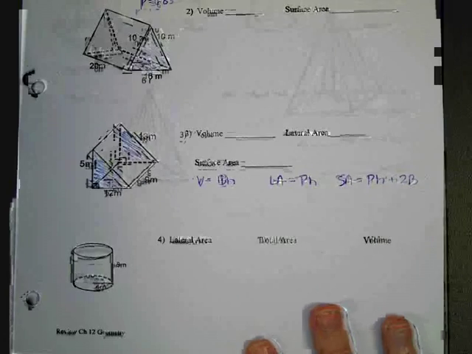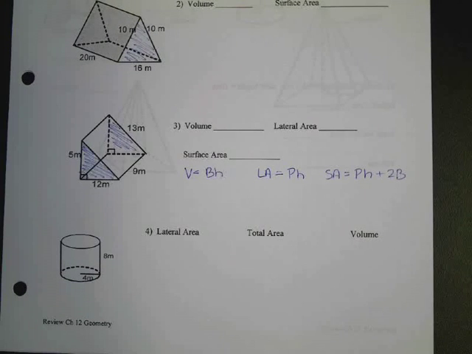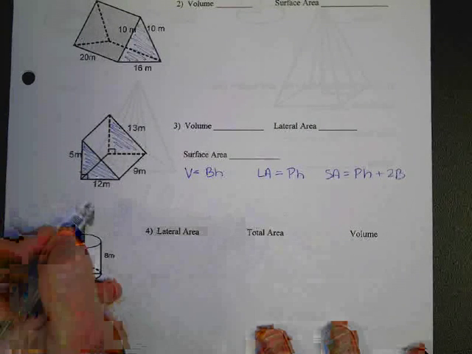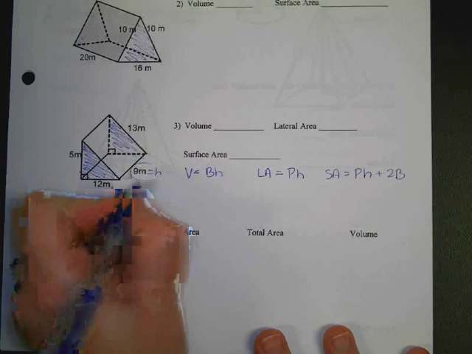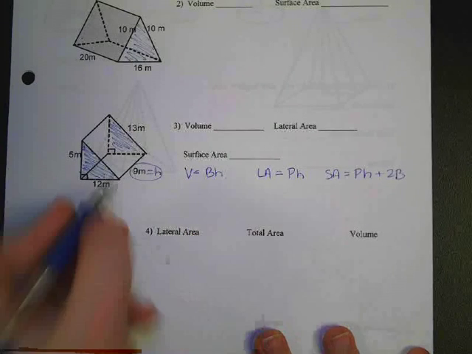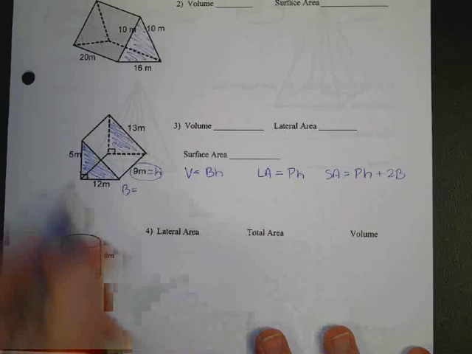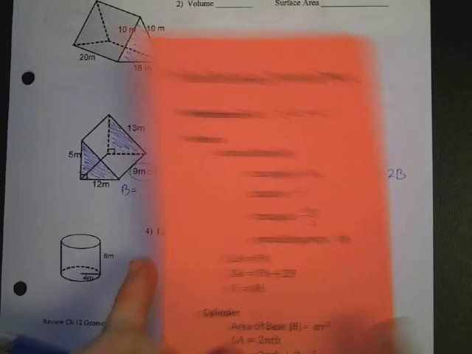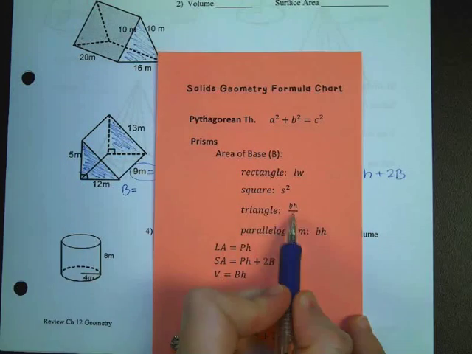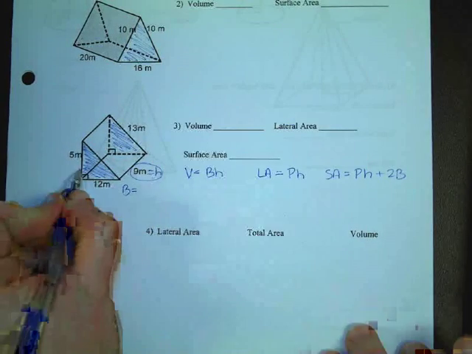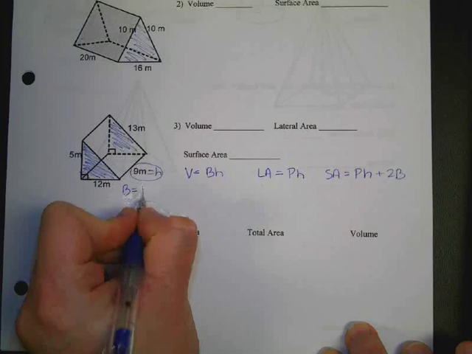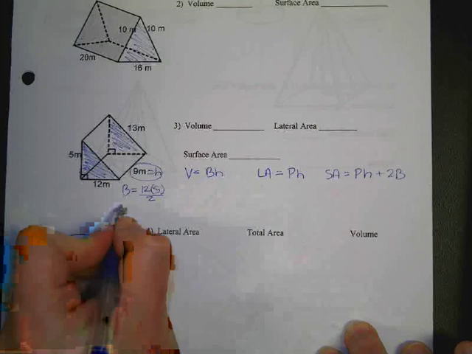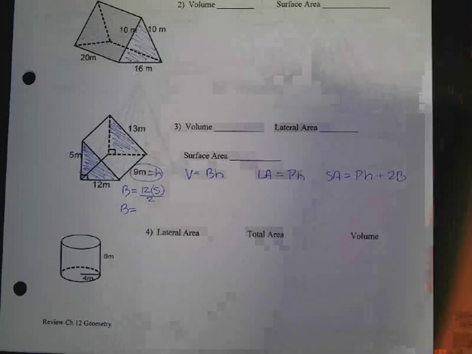So I'm looking at each of my formulas so I know what things I need to find first. I'm missing height, base, and perimeter. The height is again the distance between your bases. If our bases are triangles, the height in this problem is 9. So 9 is my height. Let's go ahead and calculate capital B. That shape is a triangle for the base, so I go to the triangle formula: base times height of the triangle divided by 2. Base and height always meet at a right angle, so that tells me the base and the height are 5 and 12. So I do 12 times 5 divided by 2, which gives me a capital B of 30.